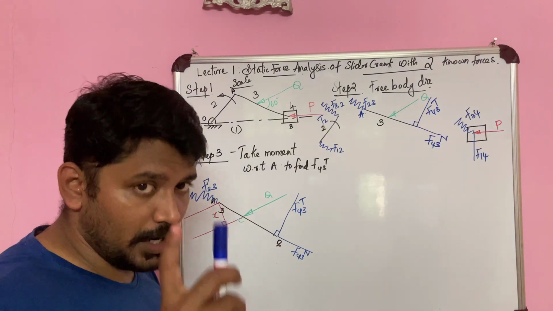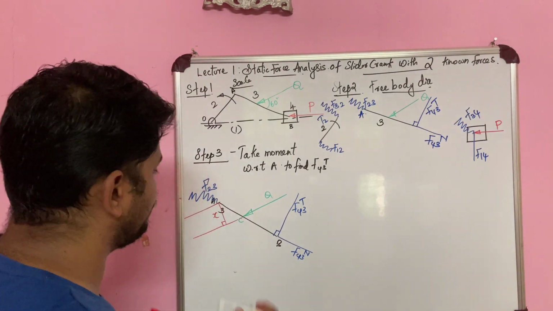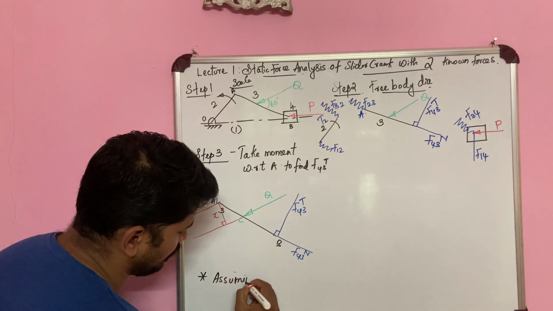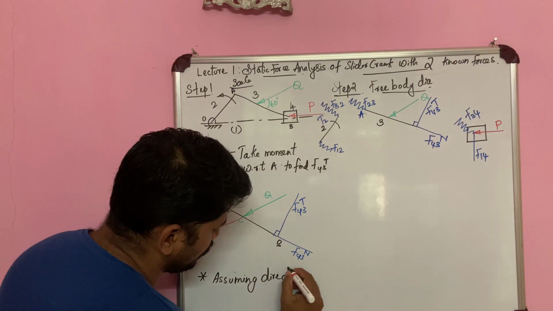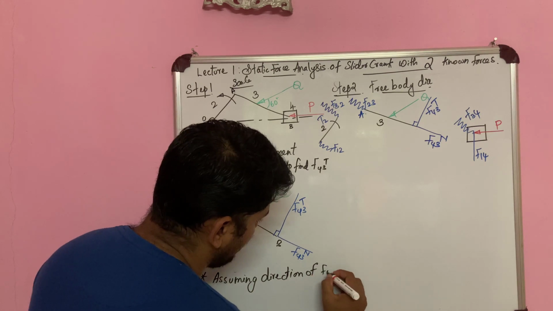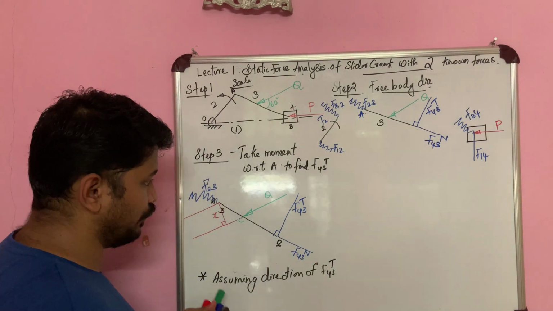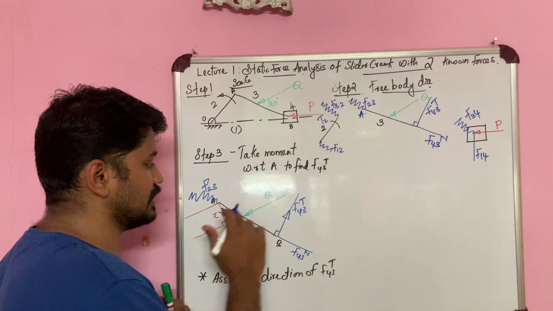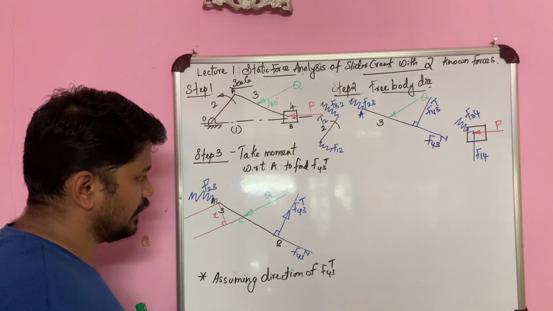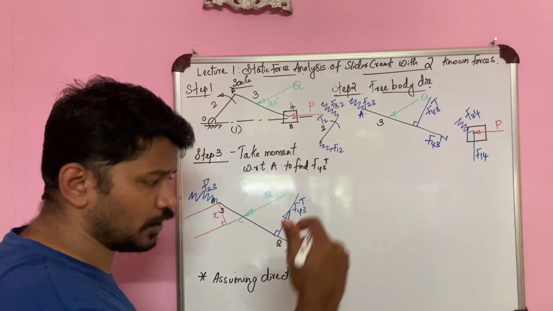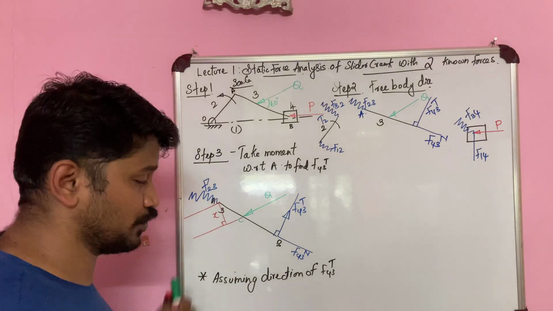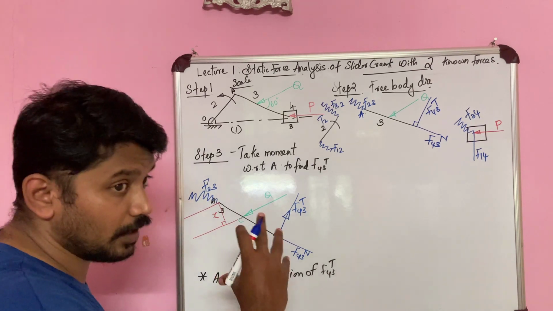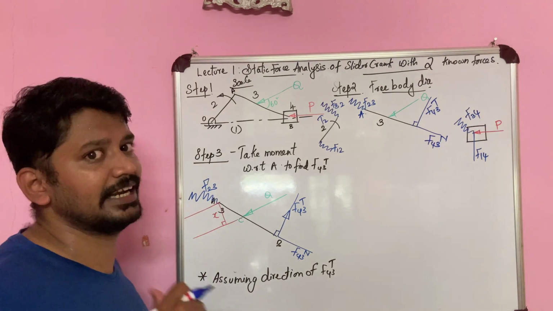Now here I have to make one assumption, that is the direction of F43T. I am assuming that F43T is going to be acting in the upward direction, or in the anti-clockwise direction with respect to the point A, right? Now why am I assuming it like that? I can also assume that it is acting in the clockwise direction. We will get to know whether my assumption is right or wrong in the next step. When we solve and find the value, if our assumption is wrong, we will get a negative value.